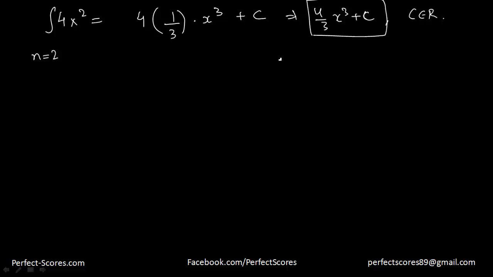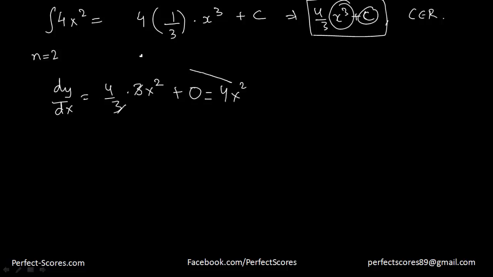Fine. Even if you differentiate this to check, what is dy over dx here? That is going to be 4 by 3, and if I differentiate x cubed, it comes down to 3x squared, plus the differentiation of a constant is 0. That means it's going to come down to 4x squared, which is nothing but the same thing. So suppose you're getting this point over here, guys.